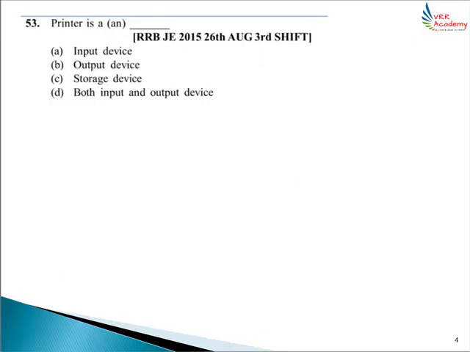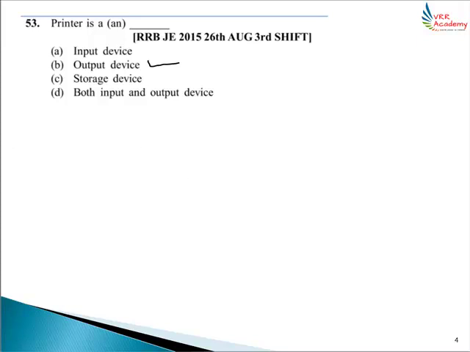Now the next question, question number 53. Printer is a dash. There is no doubt at all, a printer is an output device. It is not an input device, and it is not a storage device. So the answer for question number 53 is output device. Printer is an output device.